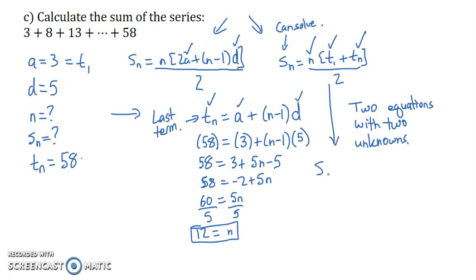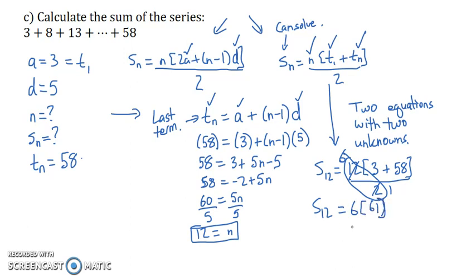So I'm going to say S12, I know how many terms there are now, is equal to 12 times the first term is 3, the last term is 58, divided by 2, and then that 12 and that 2 are going to simplify nicely for me. That's becoming 1 and 6, and so I'm going to get S12 is equal to 6 times 3 plus 58 is 61, and that gives me a grand total of the 12 terms to be 366. And there you go.